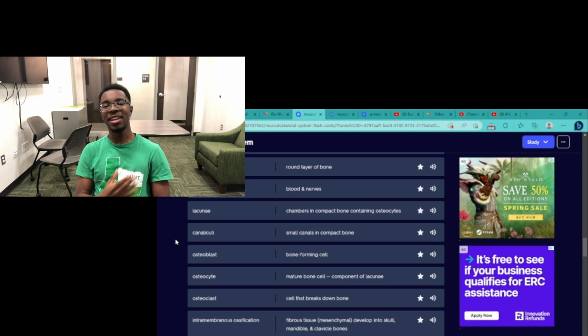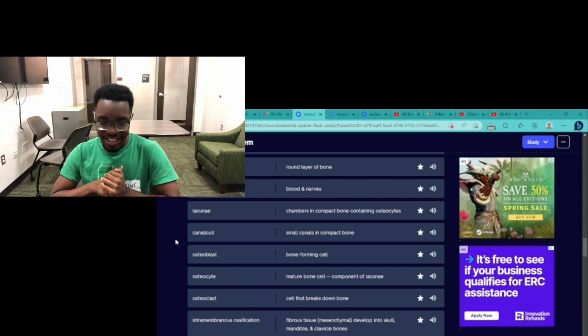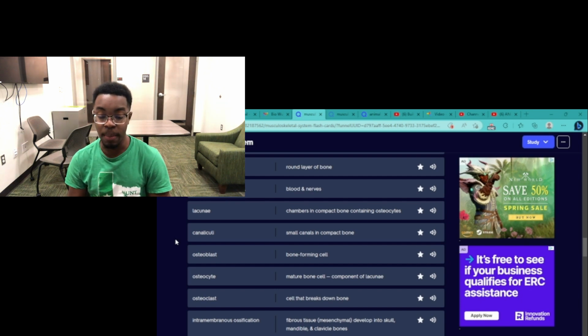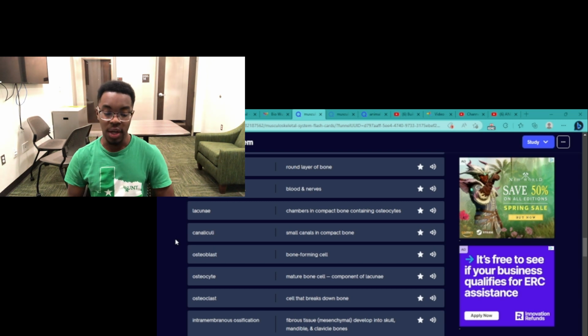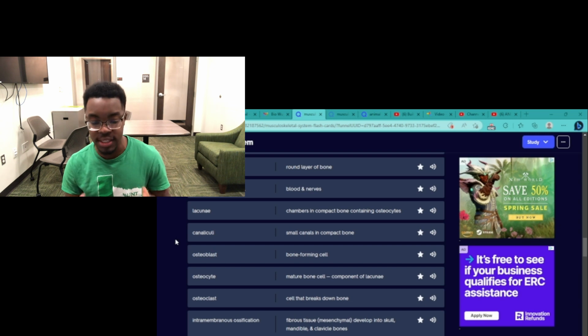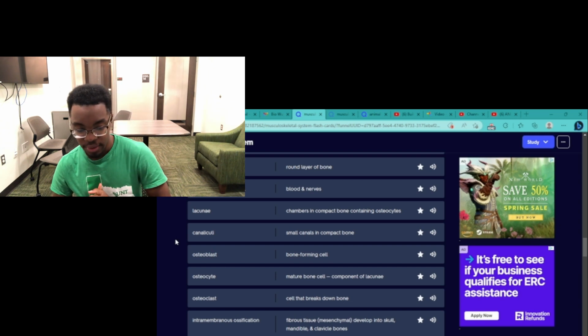And so an osteocyte, it's gonna mature. It's gonna mature the bone cell. It's a component of the lacunae. What's a lacunae? It's a chamber in a compact bone containing osteocytes. All right, bro. And so an osteocyte is gonna mature the bone cell. Okay, bro. We know that part.